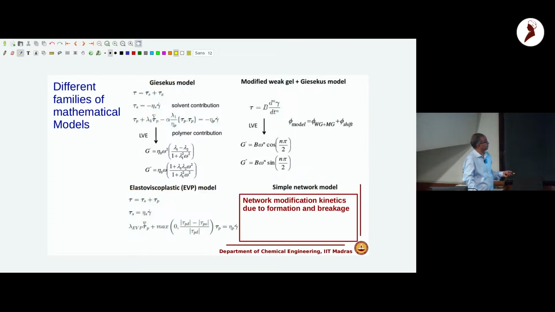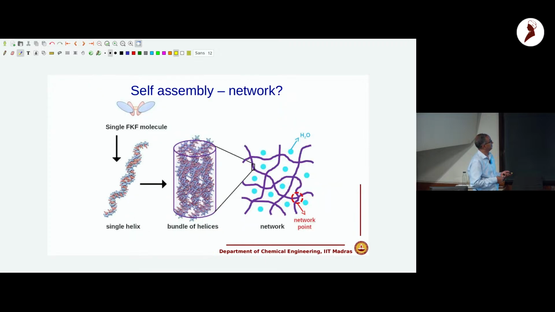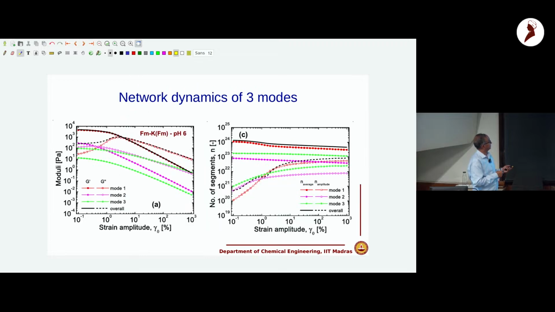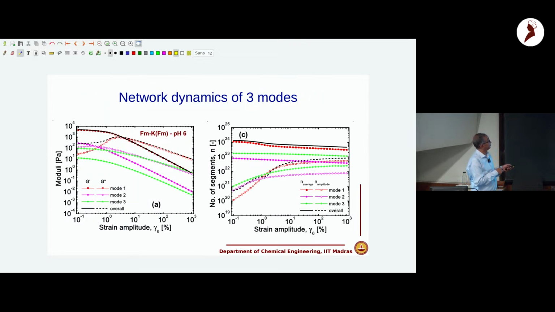So for the supramolecular gel, given that we had a network of these fibrillar bundles, we chose a network modification kind of model for the network point, and you write an evolution equation for that. We also had to use 3 different modes, and then we could explain the overall behavior, which is not included here. You can only see the match here. It's reasonable, with the 3 modes added together.